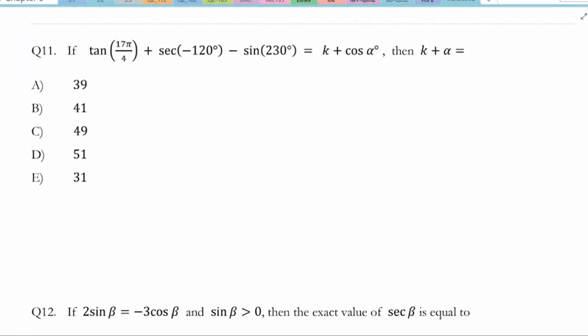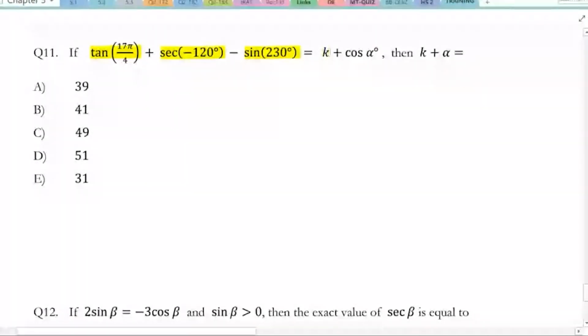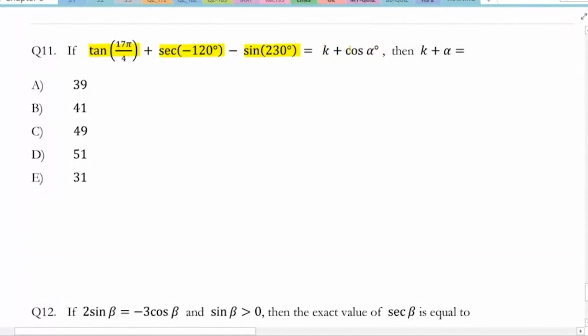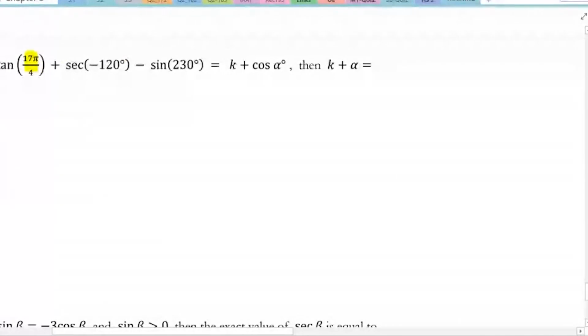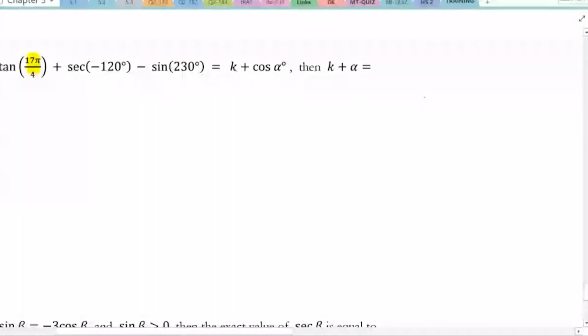Here, it says we have the tangent, we have the secant, and we are given sine also. And this is going to be equal to a trigonometric function on the right side, which is cosine only of alpha. So how do we find this alpha? Please pay attention. Here we have 17 pi over 4. The first thing to do is to find the coterminal angle. Let's say this is theta.